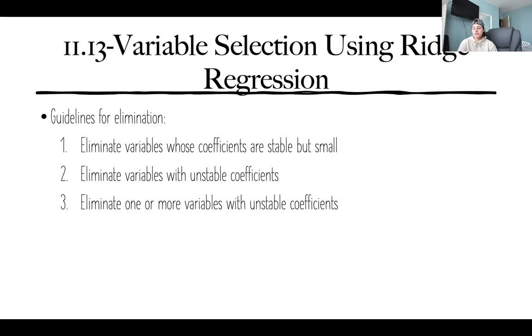The guidelines for elimination using ridge trace are outlined on the screen. So just quickly, the first one is to eliminate variables whose coefficients are stable but small. The second, we're going to eliminate variables with unstable coefficients, so unstable coefficients that tend to 0 in this case. And then the next one is to eliminate one or more variables with unstable coefficients again, and the variables remaining from the original set are going to be used in the regression equation.